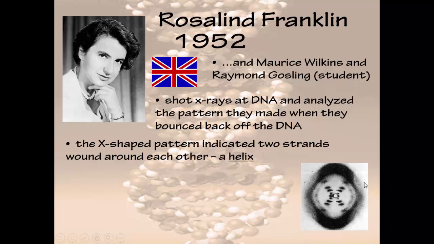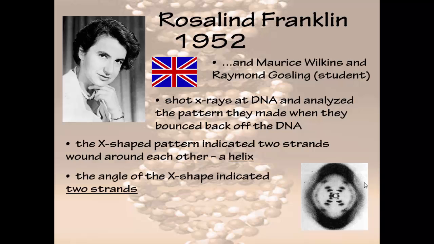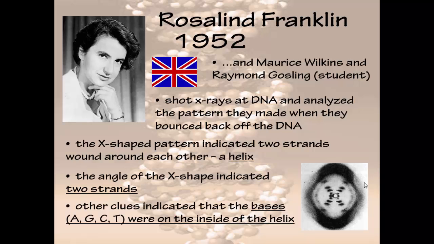We call that a helix. So a helix refers to the fact that you have two strands wrapped around each other. And then the angle of the X shape indicates that there were two strands as opposed to 3 strands or 4 strands or, you know, something else. So all kinds of crazy math went into figuring that out.